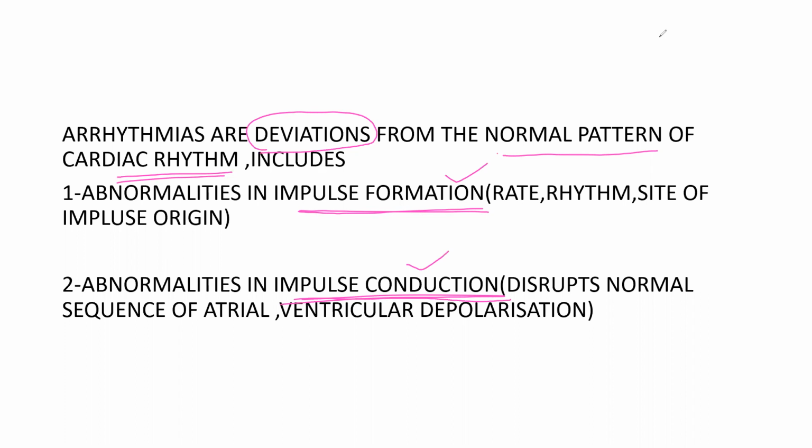Arrhythmias are deviations from the normal pattern of cardiac rhythm, which includes abnormalities in impulse formation and abnormalities in impulse conduction. The abnormalities in impulse formation include rate, rhythm, and the site of impulse origin. Abnormalities of impulse conduction include disruption of the normal sequence of atrial and ventricular depolarization. So in simple terms, they are deviations from the normal pattern of cardiac rhythm.